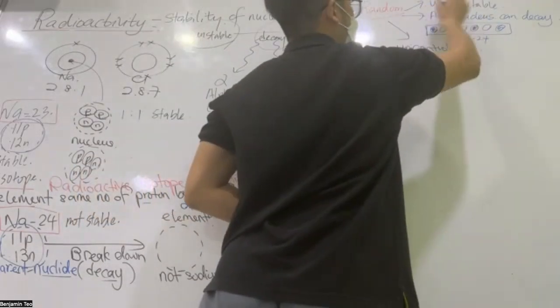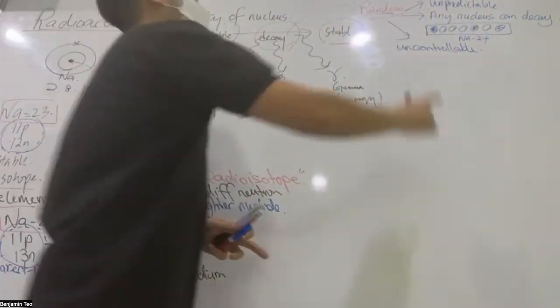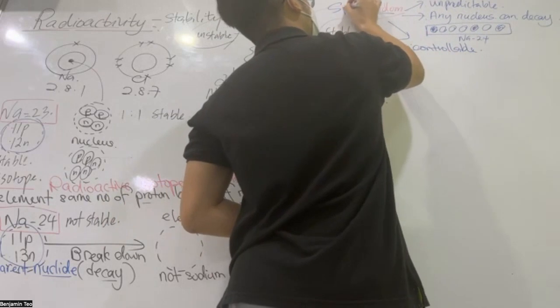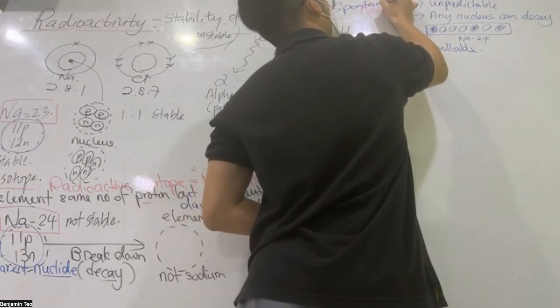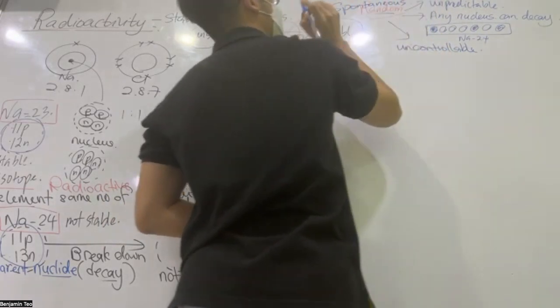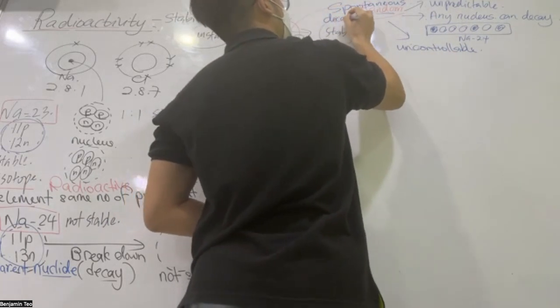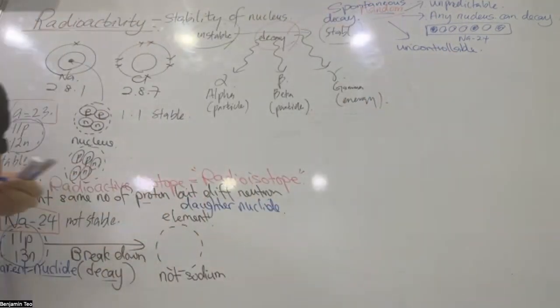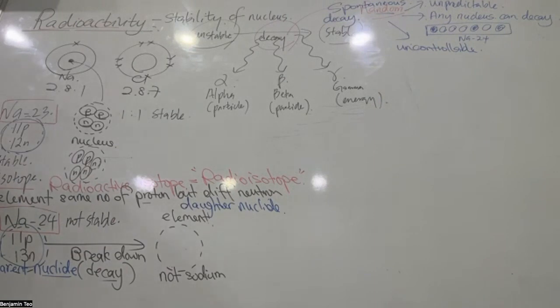This all is the meaning of random or spontaneous meaning. That's why you see sometimes the textbook says the spontaneous decay. All decay is spontaneous.